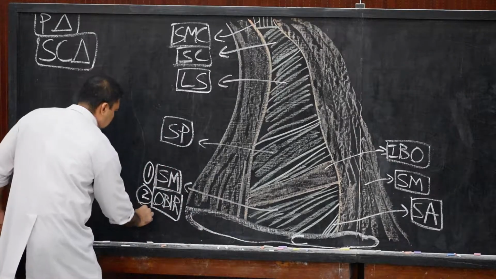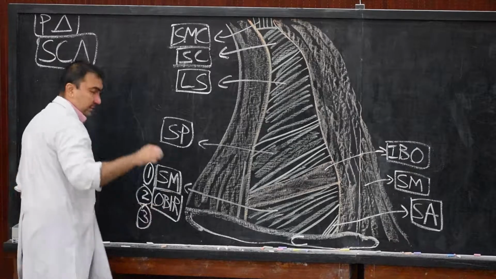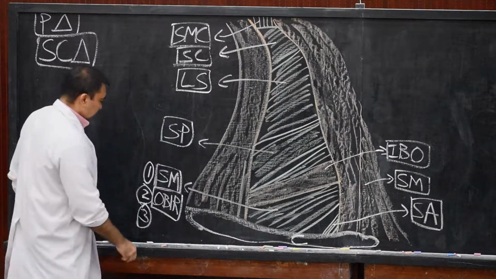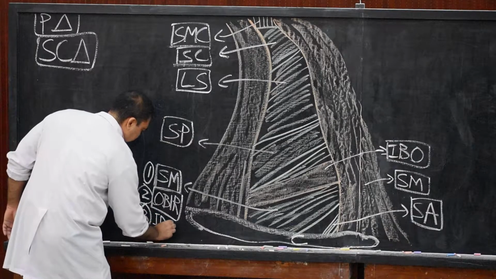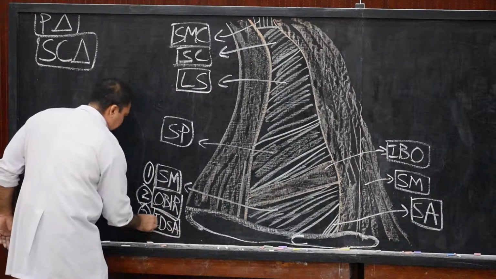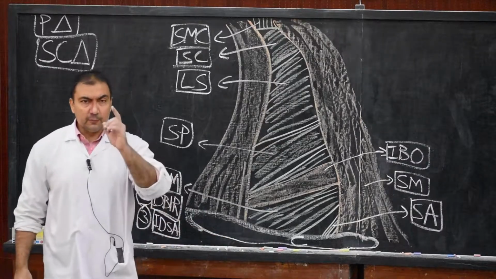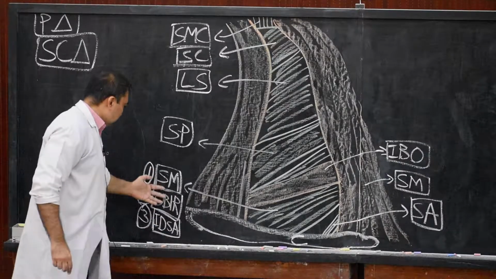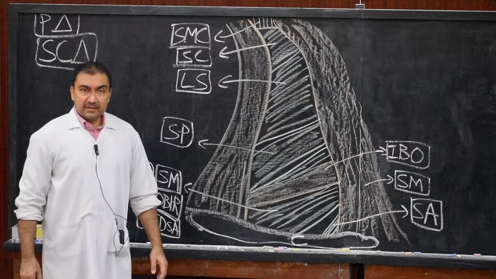Third content, very interesting, although it is lying deep: first digitation of serratus anterior muscle. So please note down the first digitation of serratus anterior muscle. Although it is present very deep, it forms a part of the floor of supraclavicular triangle. These three portions will form the floor of supraclavicular triangle.